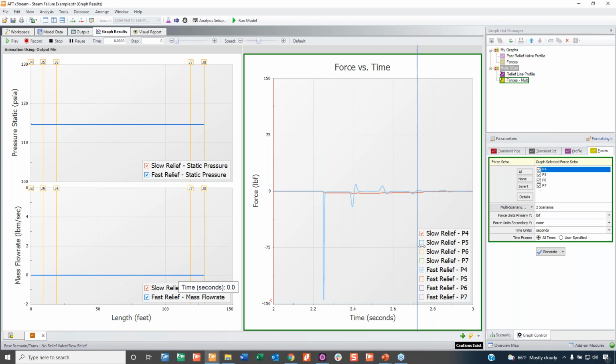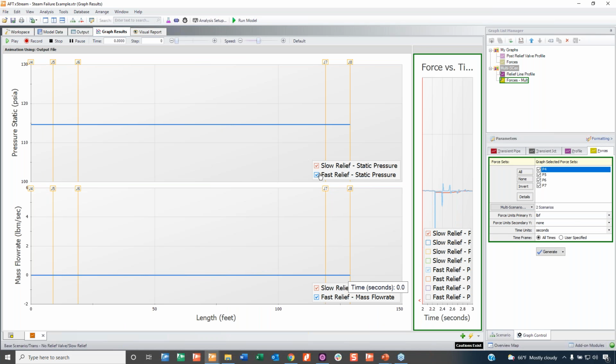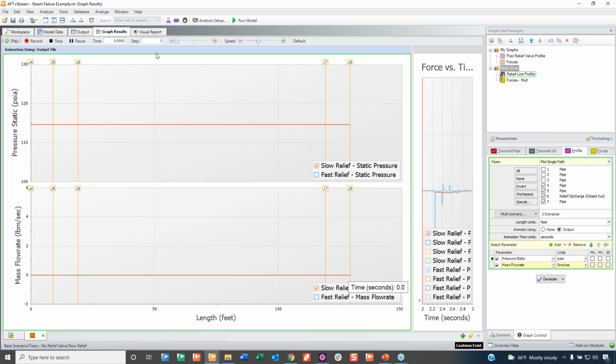Okay, I'm gonna hide this. All right, so we're looking at slow. So if we fast forward again, I'm gonna kind of speed it up. Yeah, why not?